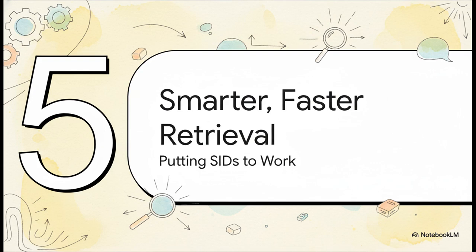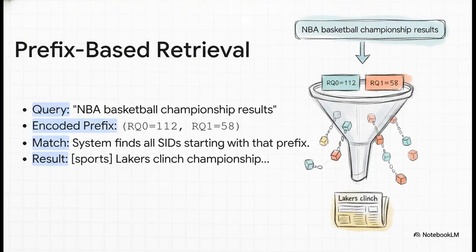So we've built these fantastic IDs. Now for the fun part, the payoff. How does this actually make our system smarter? And maybe even more importantly, a lot faster. It's almost beautiful in its simplicity.